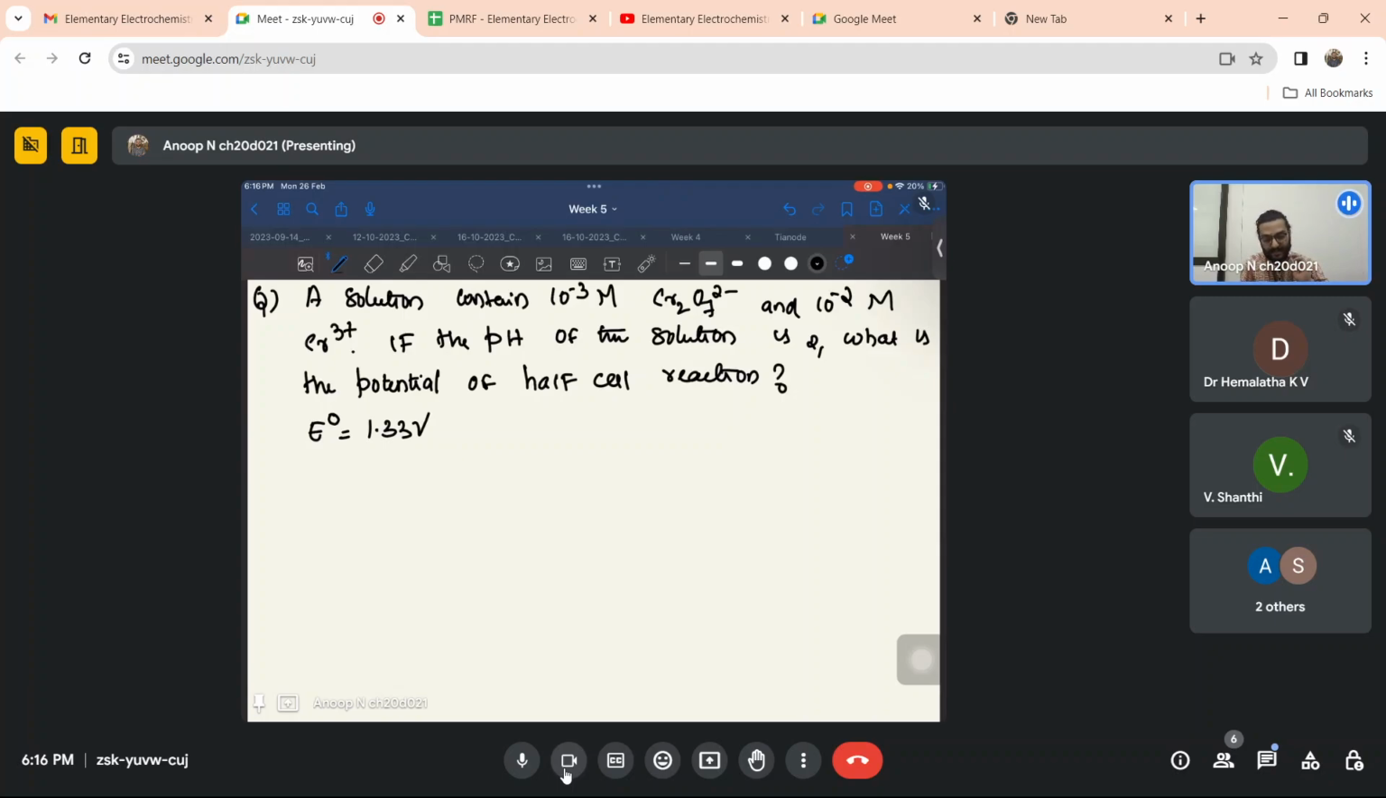For easiness, I will just write the equation. From there, it will be very easy. Cr2O7 2 minus plus 14H plus plus 6 electron gives 2 Cr3 plus plus 7H2O. So the half cell reaction I have written. From here, you can take the Nernst equation and try to solve this.